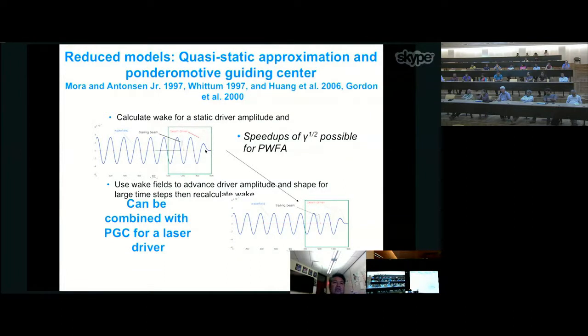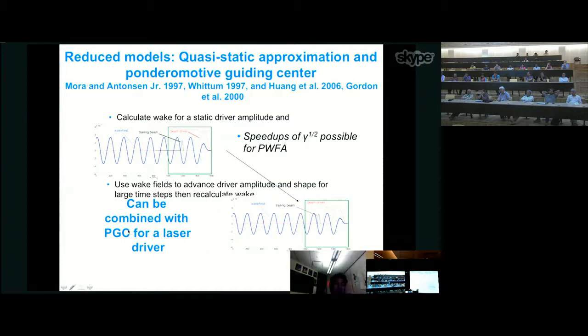So the realization was that you calculate the wake, and then you take a very big step forward for the beam from here to here, where its shape has changed, and then you recalculate the wake. So I don't have to take little time steps forward. I can take a big time step forward. I just have to ensure that I resolve the evolution of this beam. If I do that, then I have an algorithm which is much more computationally efficient.